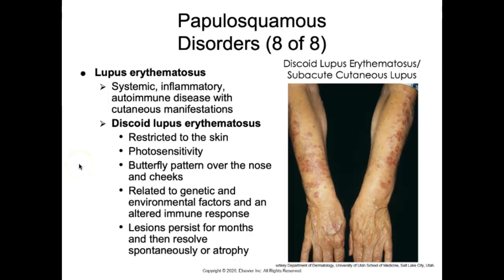And the lesions within this condition can vary in size. You could see some taking place on the forearms over here. And they may be single, they may be multiple, so it just depends on the person. But the lesions are located on light exposed areas of the skin most of the time, and photosensitivity is common. We, of course, have seen pictures of that butterfly pattern over the nose and the cheeks, and these lesions can stick around for months and then resolve spontaneously or atrophy.